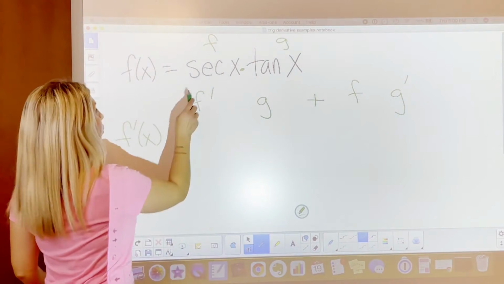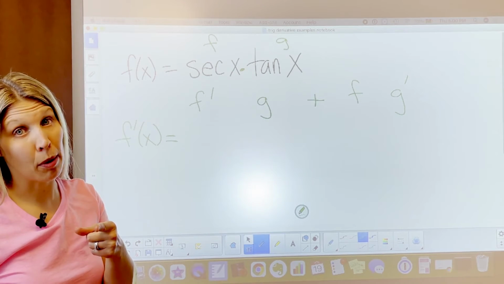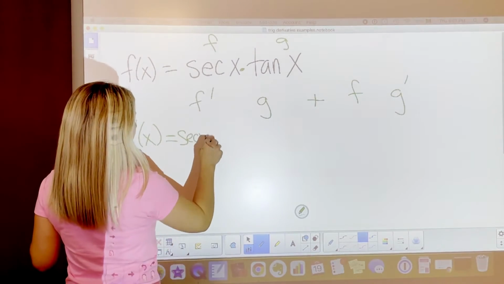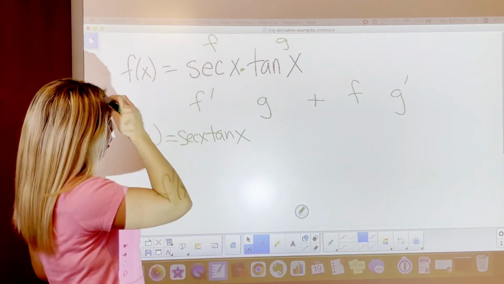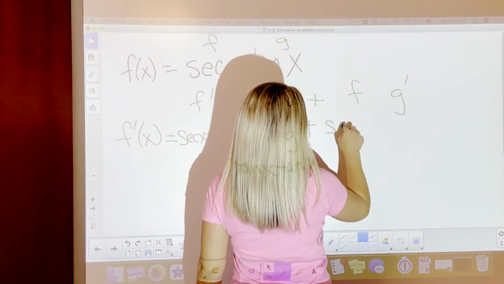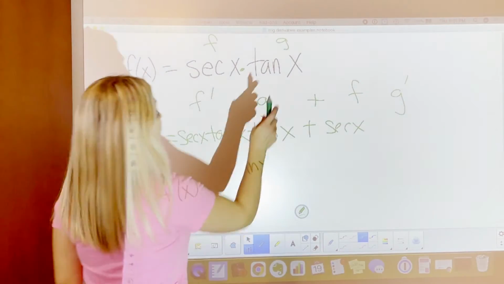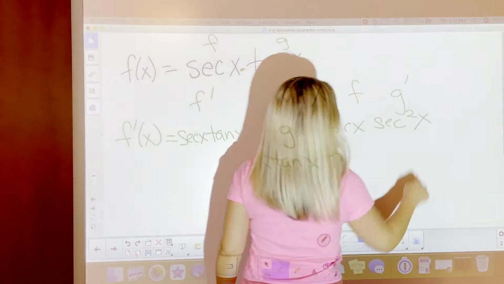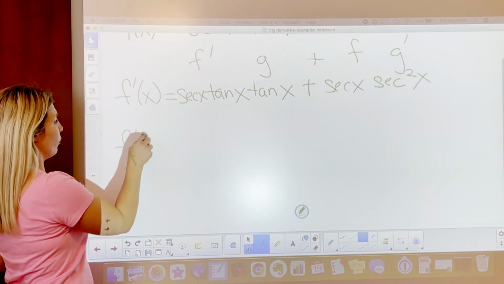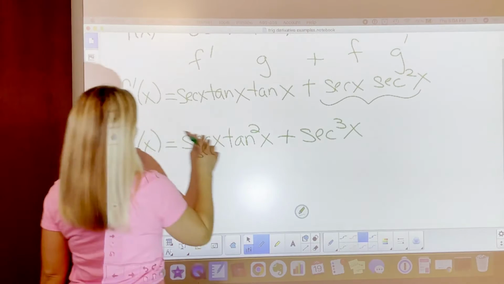It makes it easier. So f prime, all right, what's the derivative of secant x? Do you remember? Derivative is secant x tangent x. Very good. And then we just write down tangent x plus the f piece is secant x times derivative of g, derivative of tangent. Do you remember what it is? Derivative of tangent, secant squared x. So now we're just going to simplify, and you've got secant x times tangent squared x, right? Plus, and how many do we have over here? We've got 3, secant cubed x.